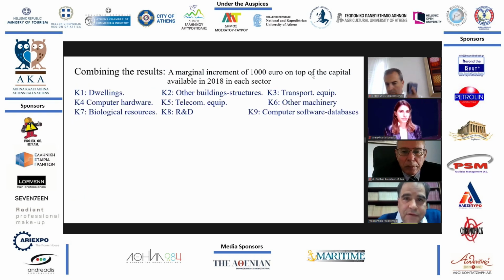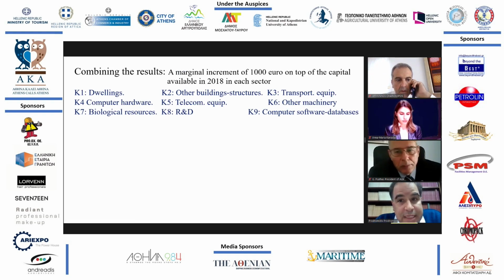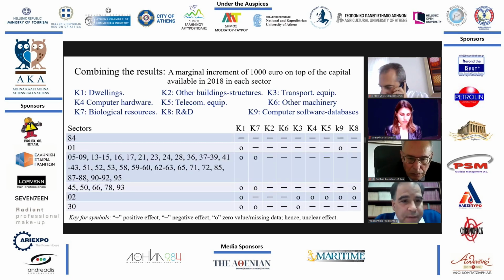And after we combine these coefficients and we take the capital that we had in each sector in 2018, we consider the experiment of adding €1,000 on top of the existing capital. Add it on dwellings, on other building structures, on transportation equipment, on other machinery, on computer software, and so on. And we note that there is a good number of sectors in which doing so will have a negative effect on output.